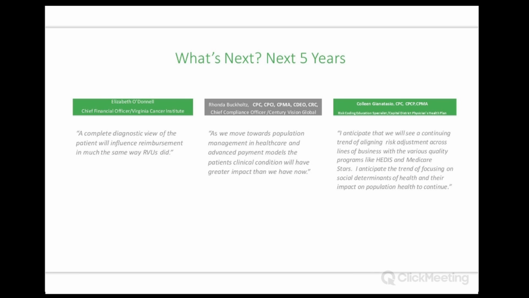So I went back to some people again. I asked them what they thought was going to happen in the future. Again, I've got a CFO, a compliance officer, and someone from the payer side. And everyone feels that diagnosis coding will become equally important to that RVU, wherever that RVU may go. And that we're going to be looking at that patient's clinical condition in a much clearer aspect. And the trending of value-based and trending of quality will start to incorporate itself into the HEDIS measures and Medicare stars as well. It's just going to keep going.